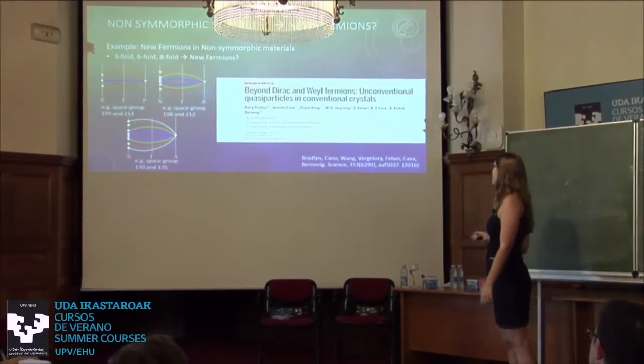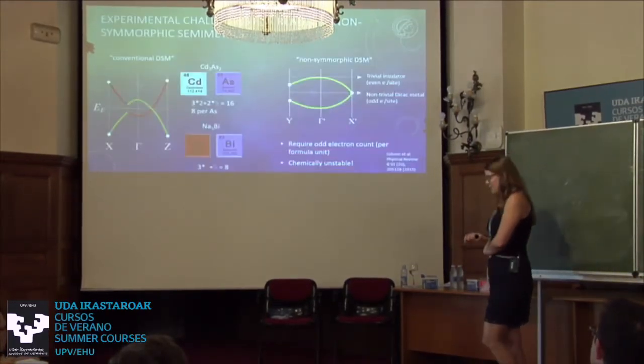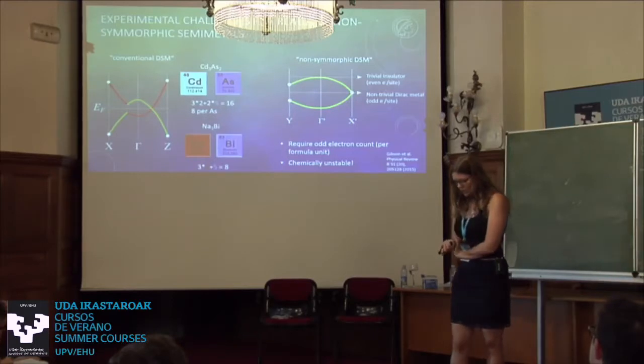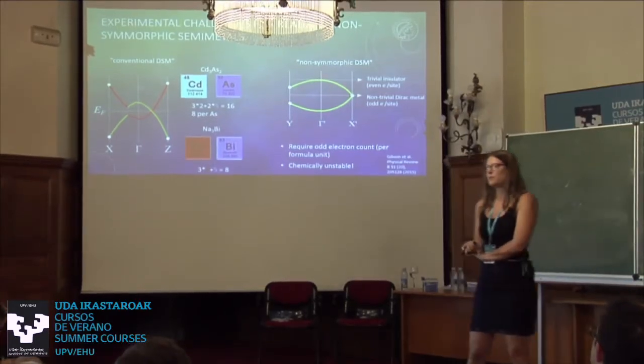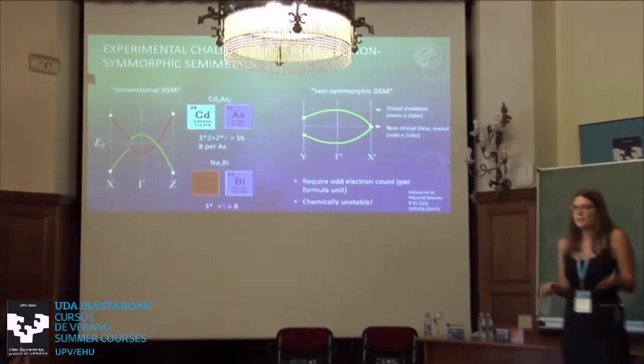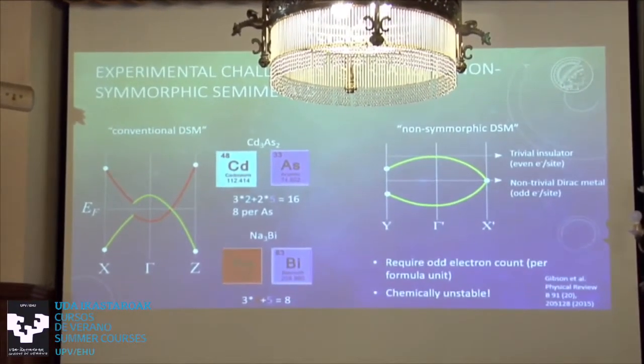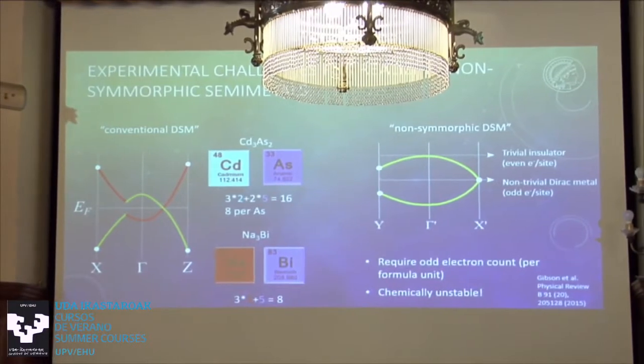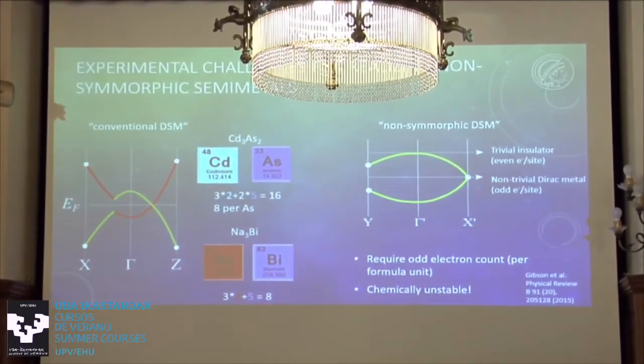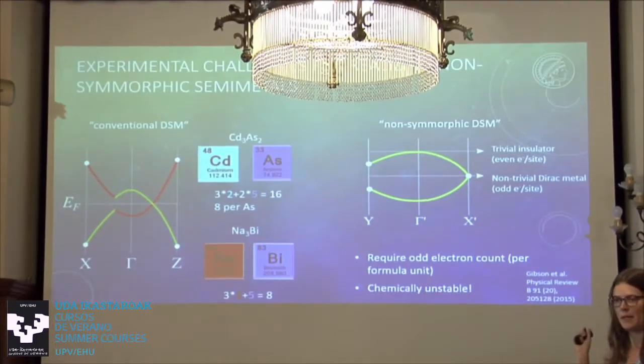Okay, but here's the problem. If we now would look at any nonsymmorphic material, those degeneracies have to be there because of the symmetry element. But if any of those materials would be a 3D Dirac semimetal or a new fermion material, then our job would be done. It would be super easy. We just make one.